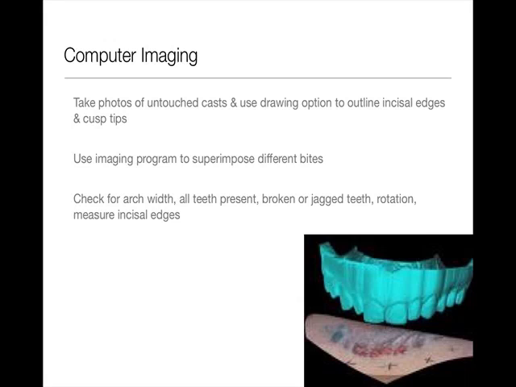Typically now they use computer imaging, so they take photos of untouched casts and use drawing options to outline the incisal edges and cusp tips. And they use an imaging program to superimpose the different bites. In addition, they also check for arch width, whether all teeth are present, broken or jagged teeth, rotation, and as well as they measure the incisal edges.